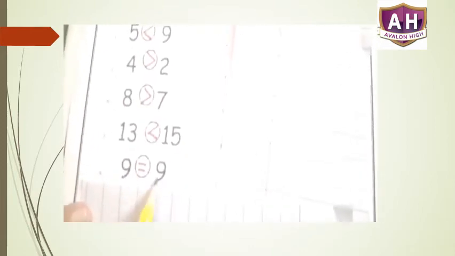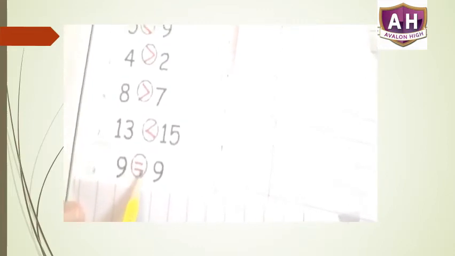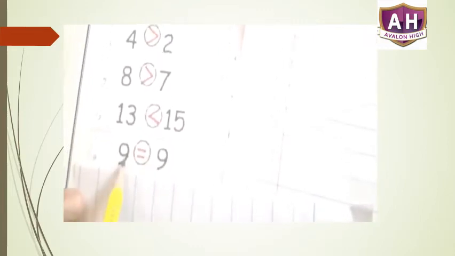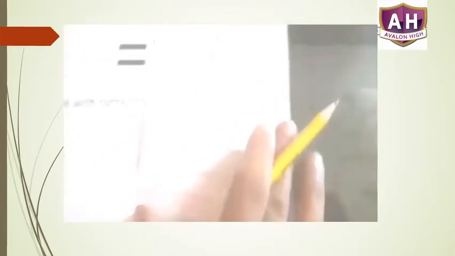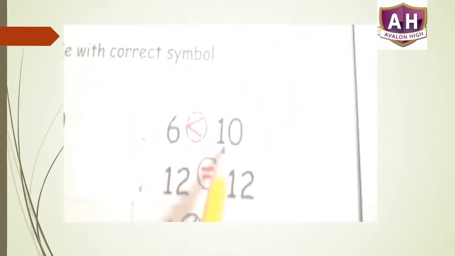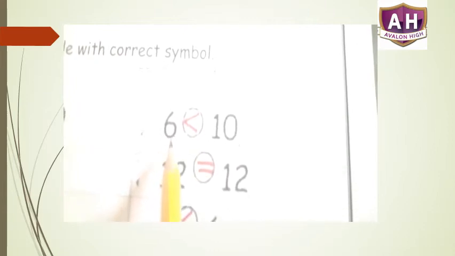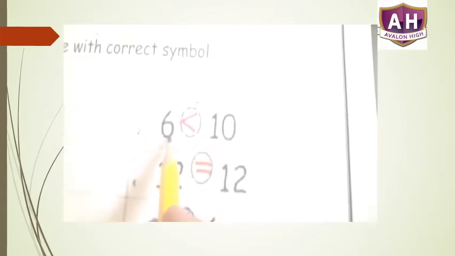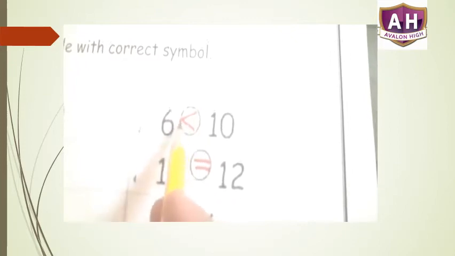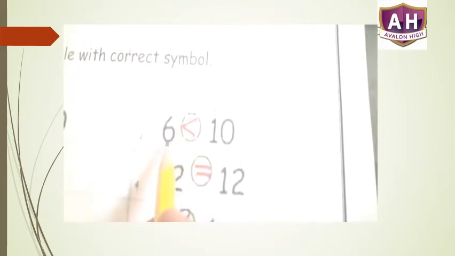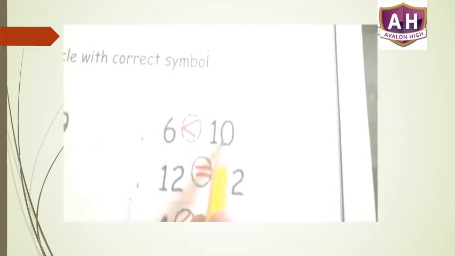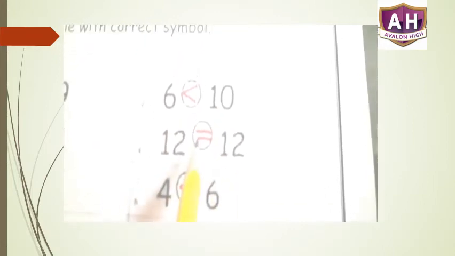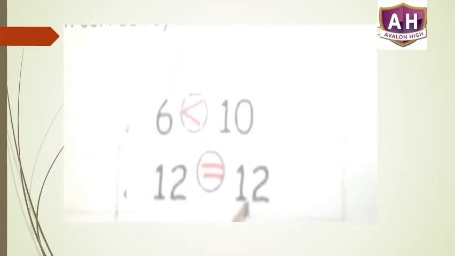These two numbers are equal. So we put a sign of equals to between them. So we can say that 9 is equal to 9. Let's compare 6 and 10. As we all know, 6 is smaller than 10 or less than 10. So the crocodile's mouth will open towards the right side. We can say that 6 is less than 10. These two numbers are equal. 12 is equal to 12.